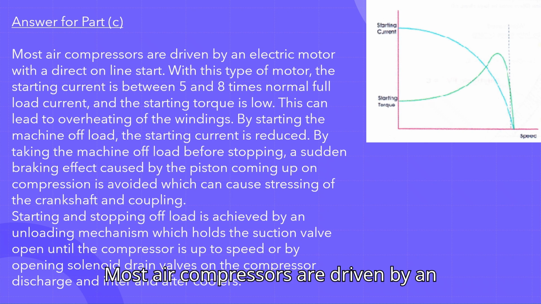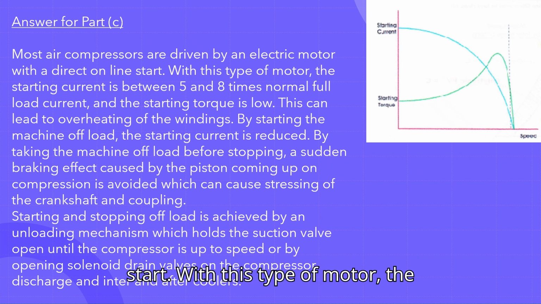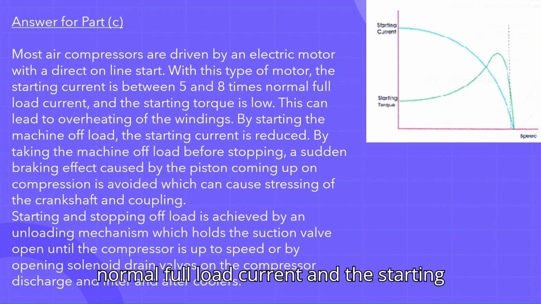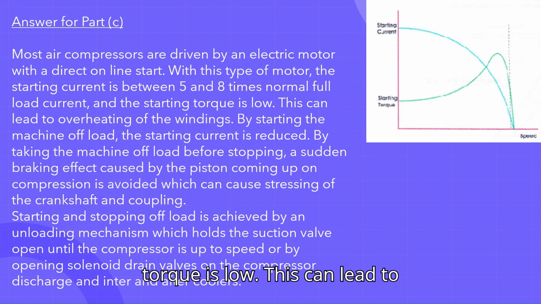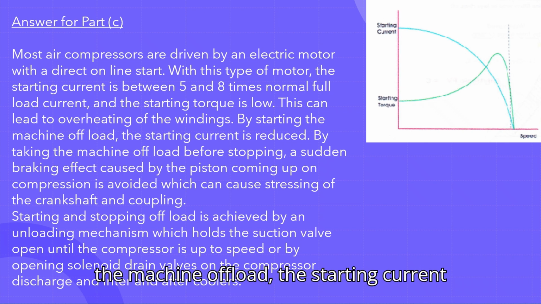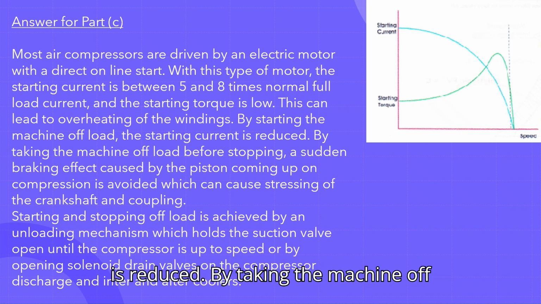Most air compressors are driven by an electric motor with a direct online start. With this type of motor, the starting current is between 5 and 8 times normal full load current, and the starting torque is low. This can lead to overheating of the windings. By starting the machine off load, the starting current is reduced.